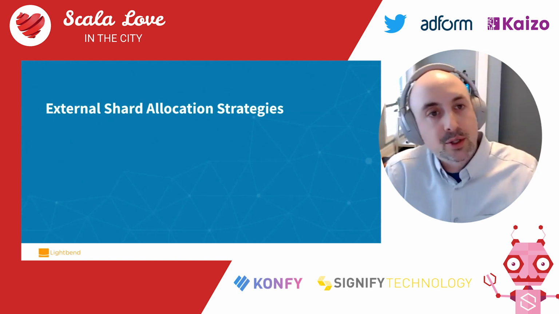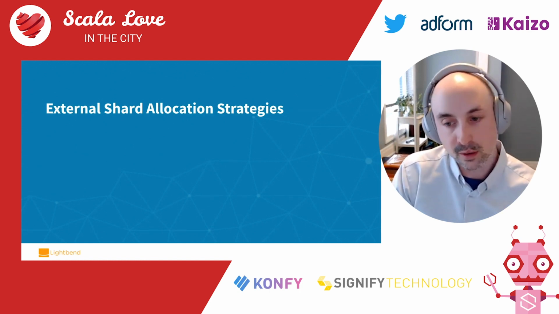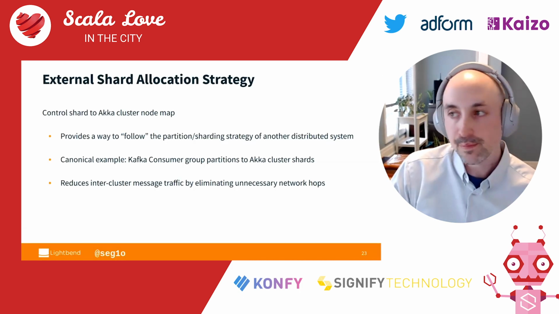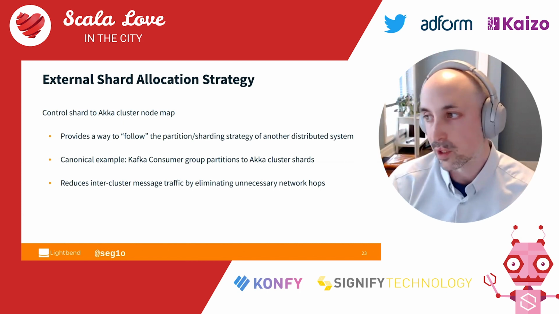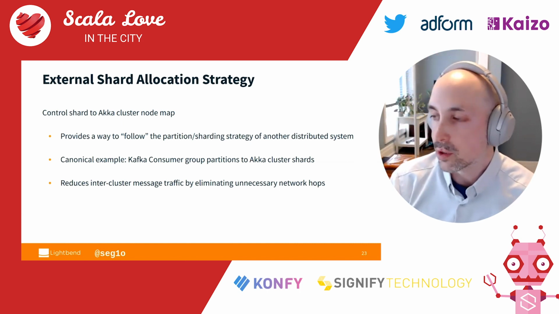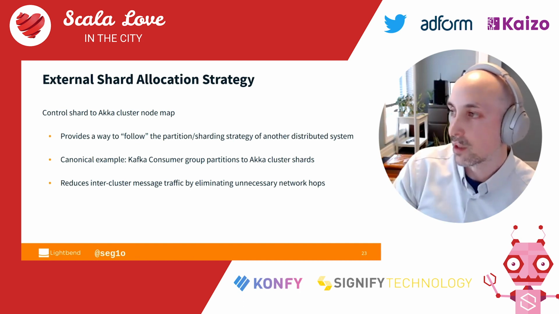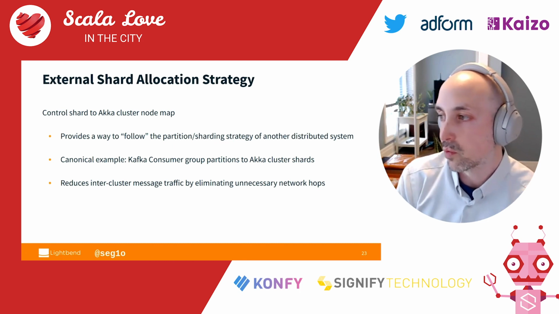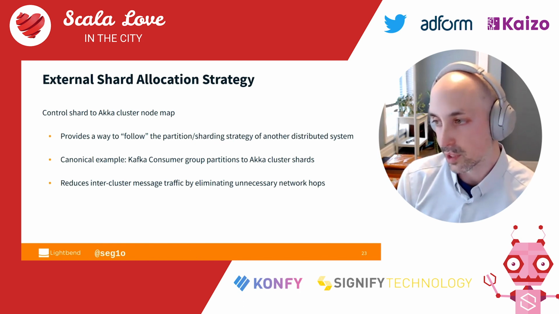So this is the start of the new features. These are net new, like since Akka 2.6, there wasn't any equivalent in the classic actor API. So the external shard allocation strategy is a way to control the shard to Akka cluster node map. So this is a nice API to expose if you want to follow the partitioning strategy of another distributed system.